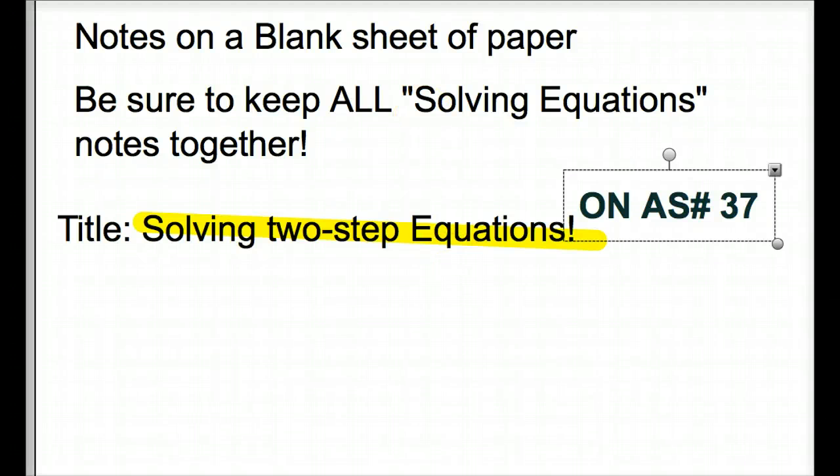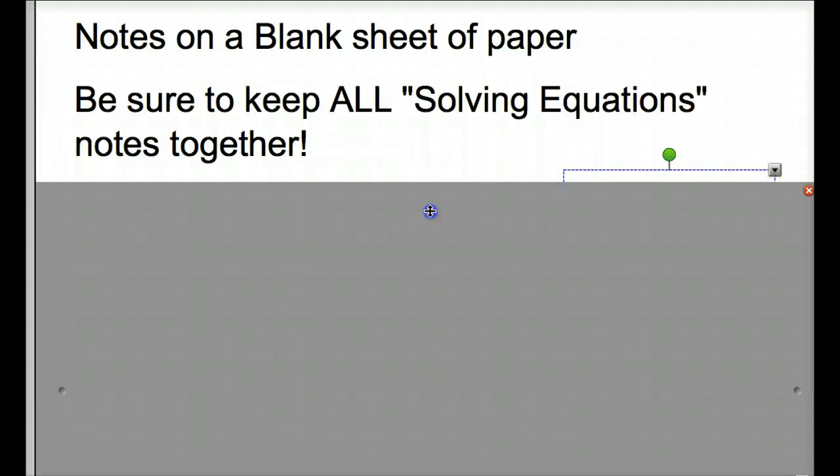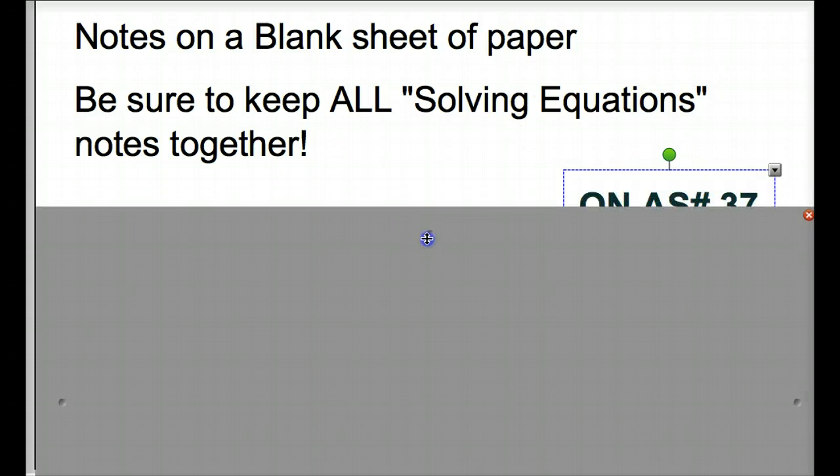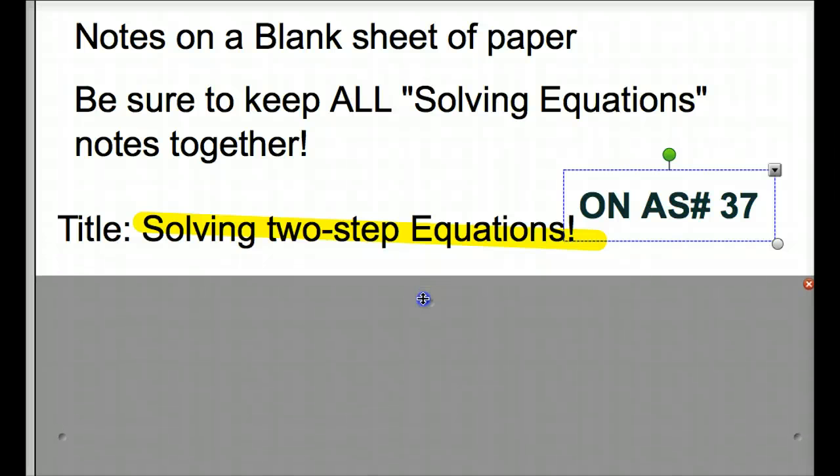So keeping with the theme of solving equations, we are now on solving two-step equations. Again, you're going to take these notes on a blank sheet of paper. Make sure you're keeping all of your solving equations notes together. Last week we took notes on adding and subtracting, multiplying and dividing. This week we're going to continue taking notes. Today our title is Solving Two-Step Equations.